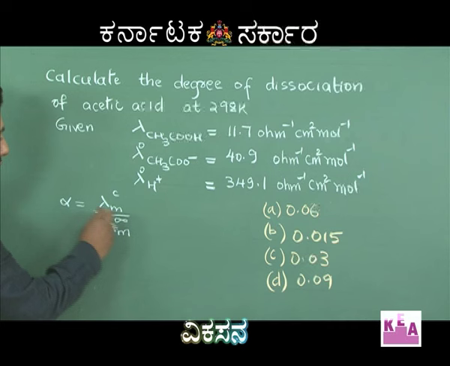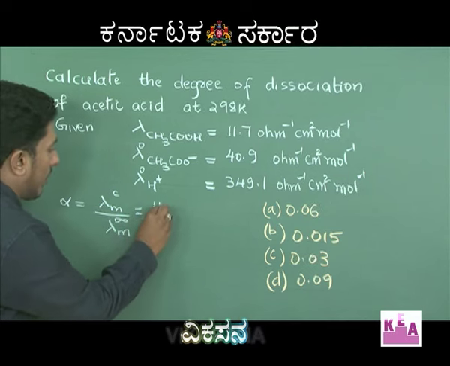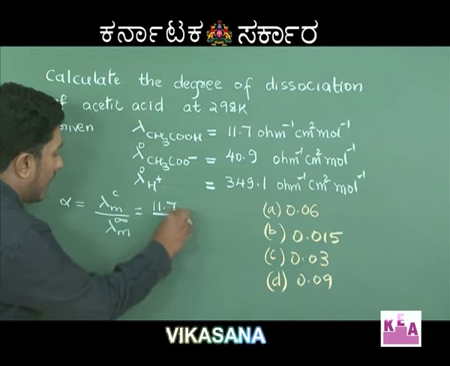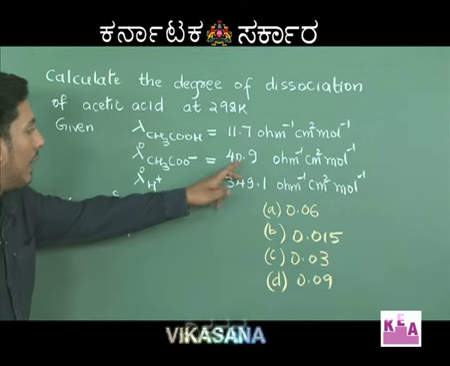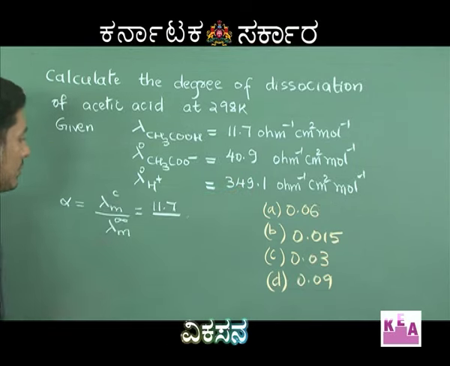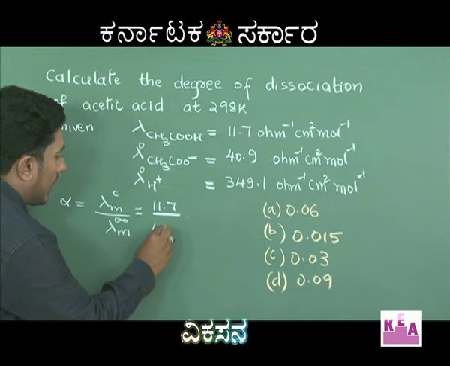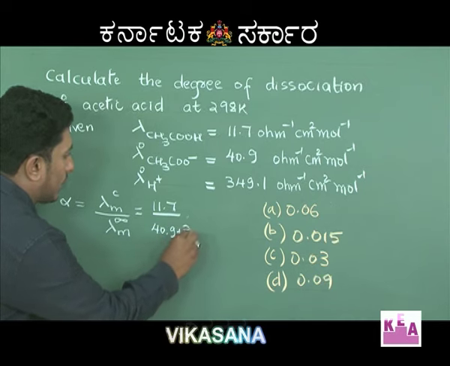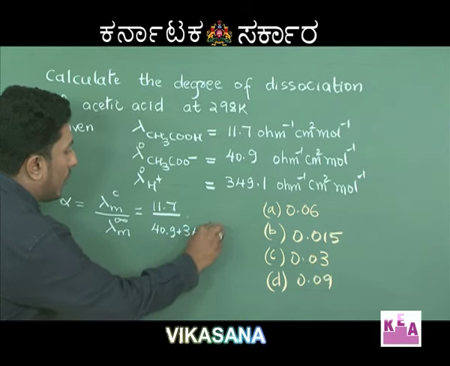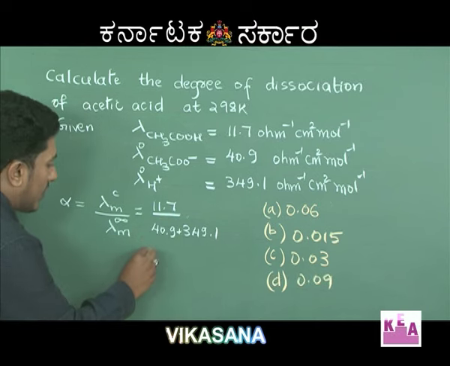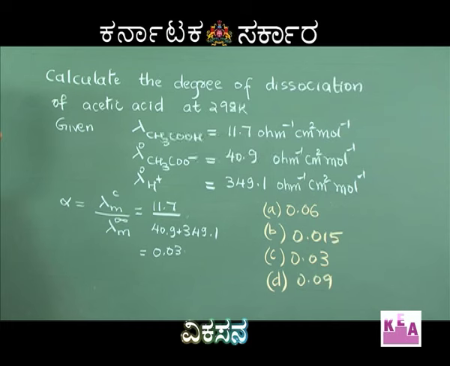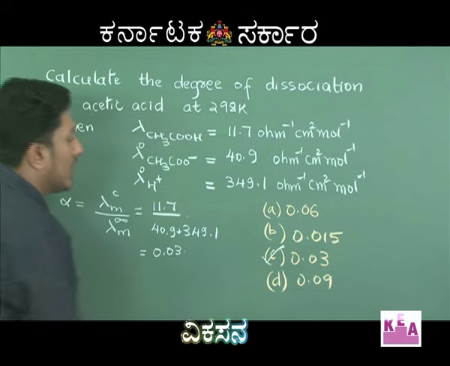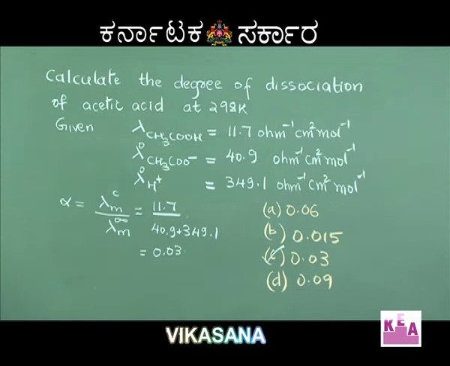Molar conductivity of acetic acid is given, that is 11.7, divided by molar conductivity at infinite dilution, which can be obtained by adding these two. So this will be equal to 40.9 plus 349.1. So on simplification, the value will be equal to 0.03. Hence, degree of dissociation is 0.03 and option C is the right answer.